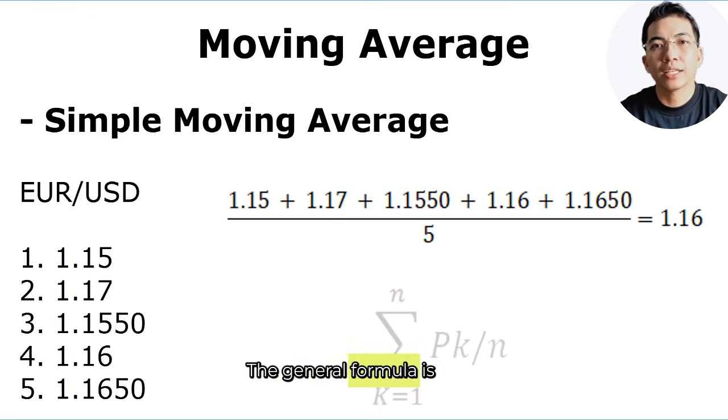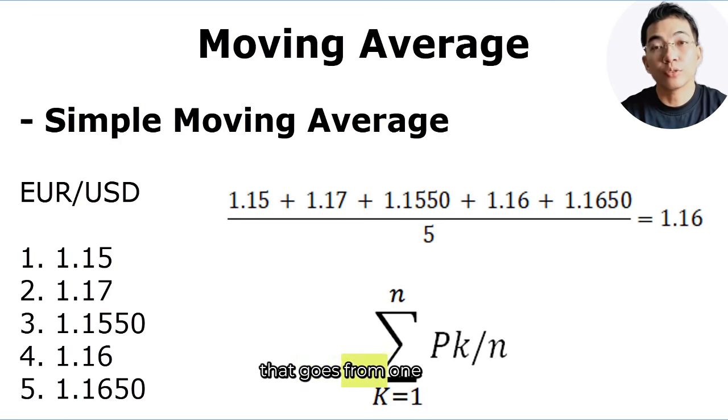The general formula is a summation with k that goes from 1 to n of pk and everything divided by n, where n is the number of candles that we decide to analyze. So what if we want to analyze last 5 candles? This simply means that n is equal to 5 and you need to add all the prices starting from the first one, where k is equal to 1, till k equal to 5, that is last candle's price. Once you add all the prices, you divide by 5 because n is equal to 5.